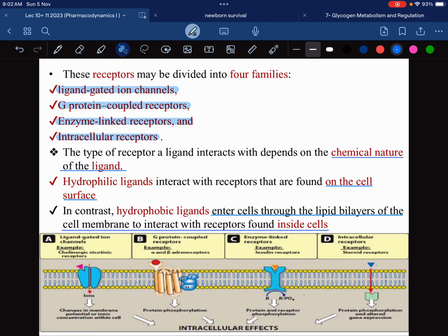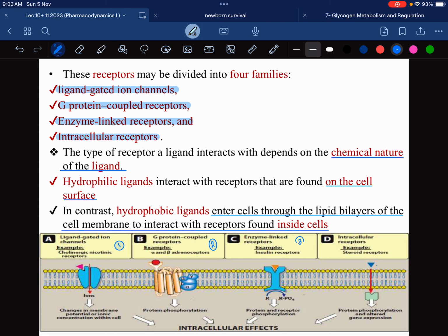So, to enter the cell, the drug should be highly hydrophobic. If the drug is highly hydrophilic, it will stay outside the cell in the interstitial fluid. It can bind to the extracellular receptors. Generally, these are the ligand-gated ion channels, like the cholinergic nicotinic receptor, that binds acetylcholine, or the G protein coupled receptors, like alpha and beta adrenergic receptors.